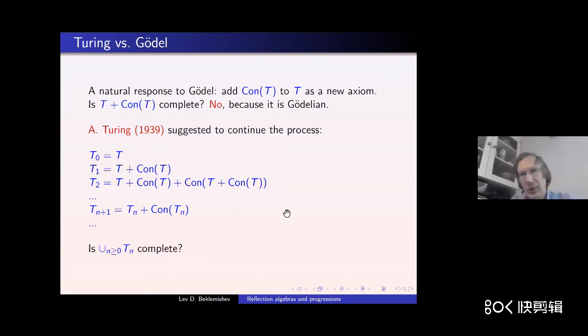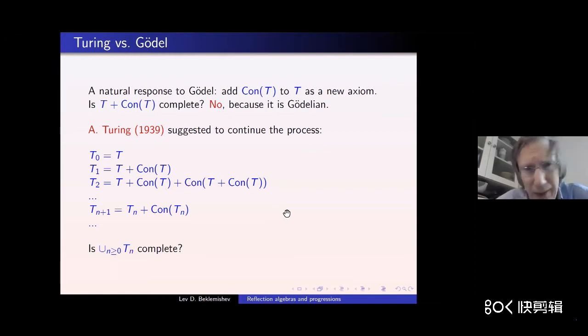Okay, so the formula Con(T), consistency of T, is not provable in T itself. So what if we just add Con(T) as a new axiom to our system T? After all, if we are using the system T, we sort of believe that it is consistent, so we can add consistency as a new axiom. Will the resulting theory be complete now? Maybe it's enough to add just one sentence and overcome the Gödelian incompleteness here.